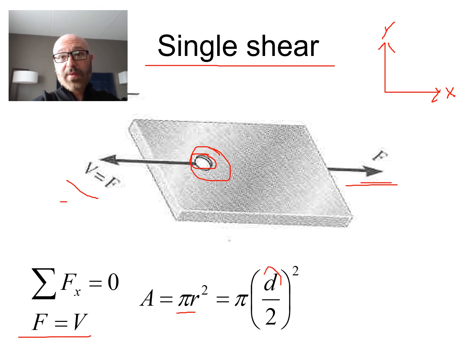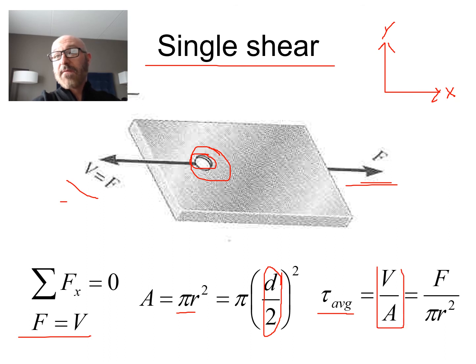Don't forget, if we're dealing with diameter, if they give it to us as diameter, it's d over 2. So we put that value in there. Then we go back to our average shear equation, which again we found to be V over A. Now we plug in a different area, because it's the area right there, that cross-sectional area. Plug that in for our A there, and what we end up with is tau average is equal to F over pi r squared.